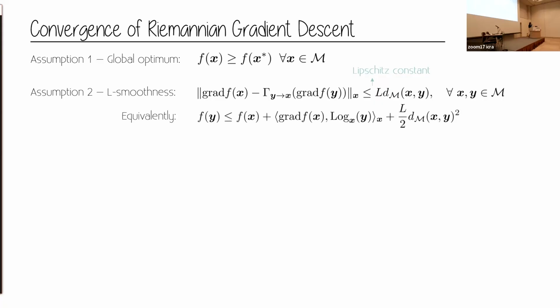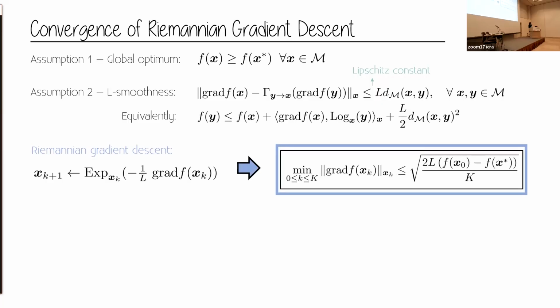This is for the sake of the proof that I will show you in a minute. We can rewrite this L smoothness assumption a little bit differently. This is just really playing a little bit around with the formula above, and this is an equivalence. So now if we define our Riemannian gradient descent with a step size given by 1 over L, L being the Lipschitz constant, which you have here above, the convergence is given by this.